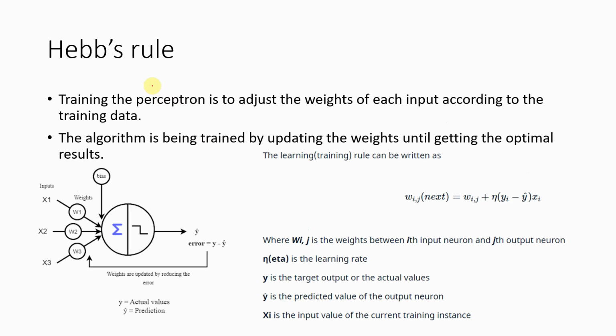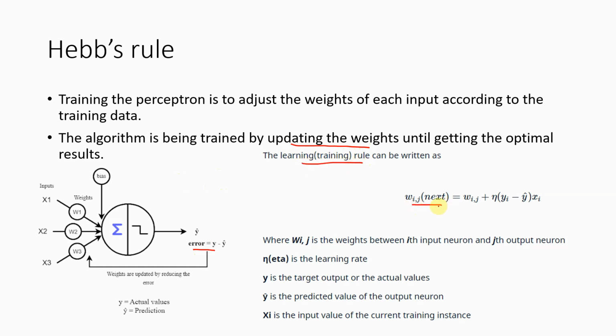And Hebb's rule will be followed in the perceptron learning algorithm because once the weighted sum is calculated and the activation function produces the output, either 0 or 1, we need to calculate the error. Based on the error, the previous weight has to be updated so that we get a good accuracy model. The algorithm will be trained in every step in order to update the weight until we get the optimal output. And this is the training rule.